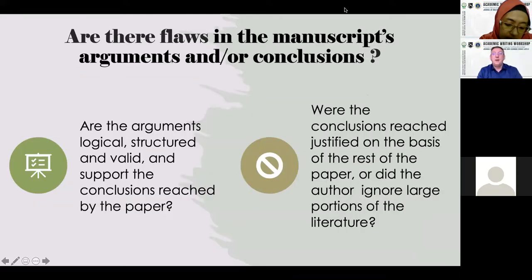Next, are there flaws in the arguments or the conclusion? Like I said earlier, your arguments have to be logical. They have to be structured well, and they have to be valid.